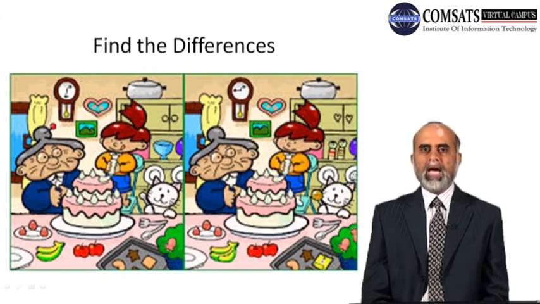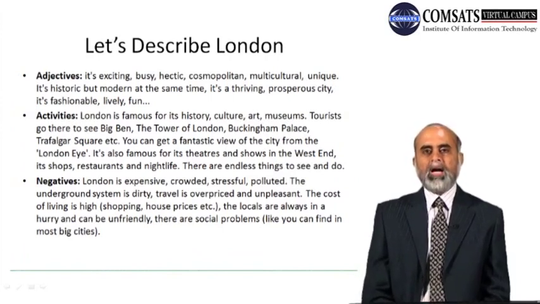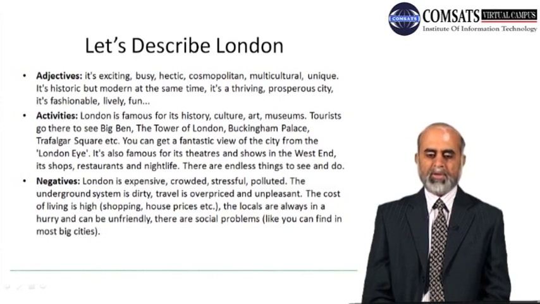In this section we have looked at an important skill of describing pictures. Now we move on to the second section, which is describing places. Let's have a look at an example first. If, for example, we are to describe London, what kind of adjectives can we use? We can say it is exciting, it is busy, it is hectic, it is cosmopolitan. Cosmopolitan is like international, a city which has international culture in it.